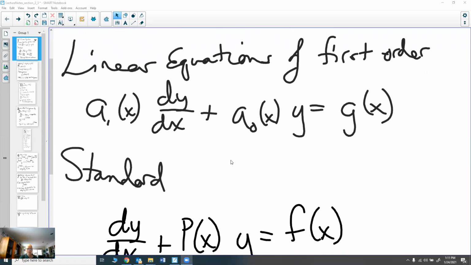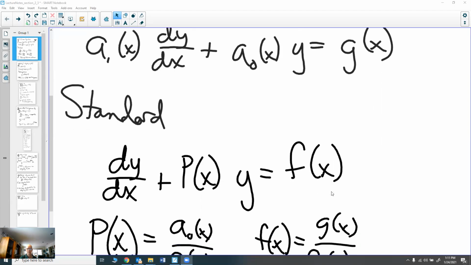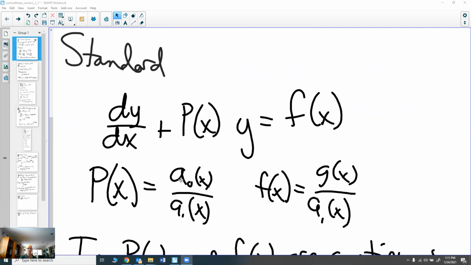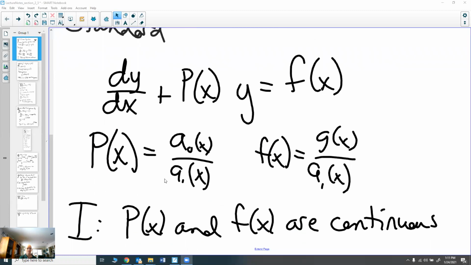This is in one form. We actually want to put it in what we call standard form, which just means we're dividing through by the a1 of x. When we do that, we get dy dx plus, we'll call it p of x times y equals f of x, where p of x is a0 of x divided by a1 of x, and f of x is g of x divided by a1 of x. We just divided through by a1 of x to get a 1 in front of the dy dx. One thing to remember is that when you divided by that, the a1 of x had to be not 0. So we do have to assume that your interval I is going to be where p of x and f of x are continuous. a1 of x equal to 0 will actually give you a singular solution.